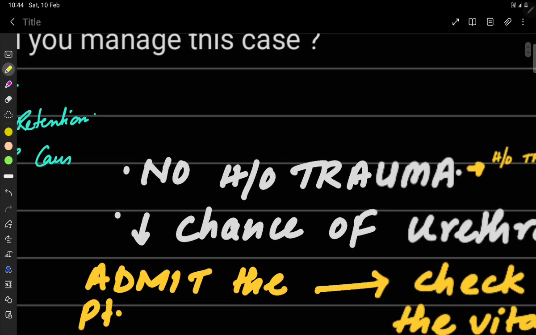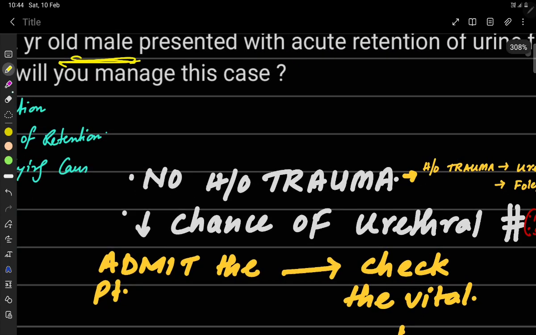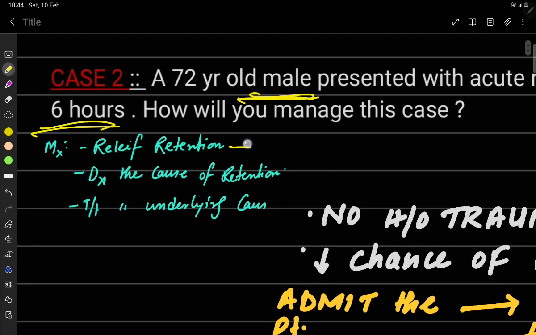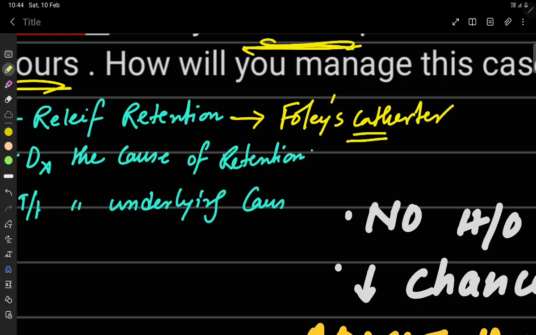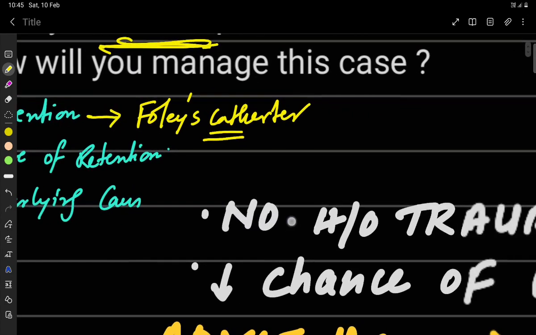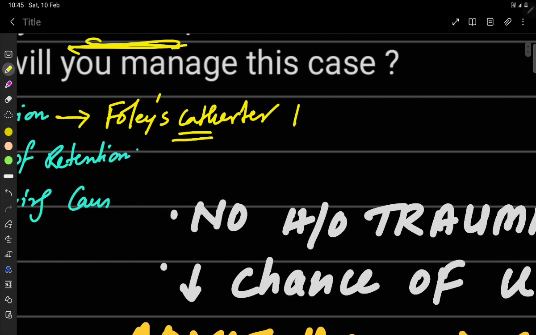First of all, look at this. There is no history of trauma. Why is this important? Because we relieve the retention by using a Foley's catheter. This is the first try. First we all have to do the catheterization, Foley's catheterization, generally using a 16 or 18 French Foley's catheter.